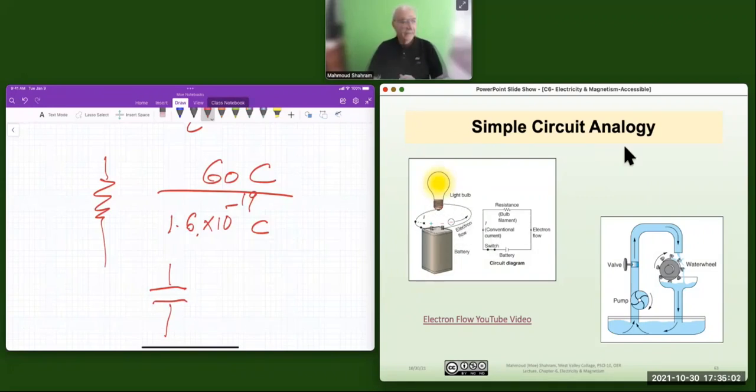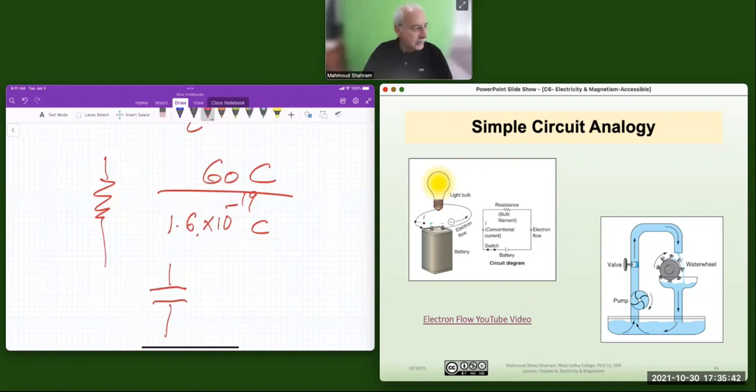However, there's a convention that the direction of the current is the opposite to the direction of the electron flow. But in reality, it's electrons that are moving in the circuit. We just assign the opposite direction of the motion of the electron to be the direction of the current.